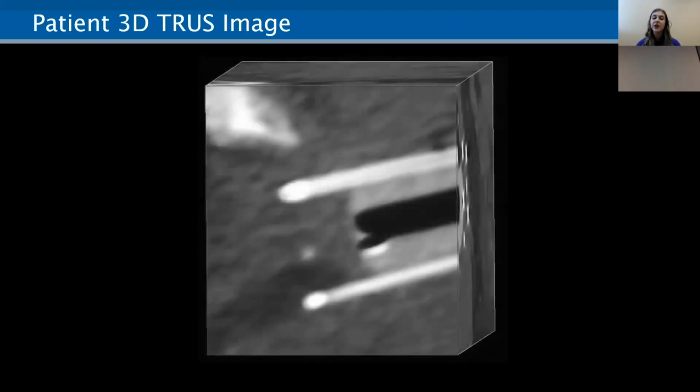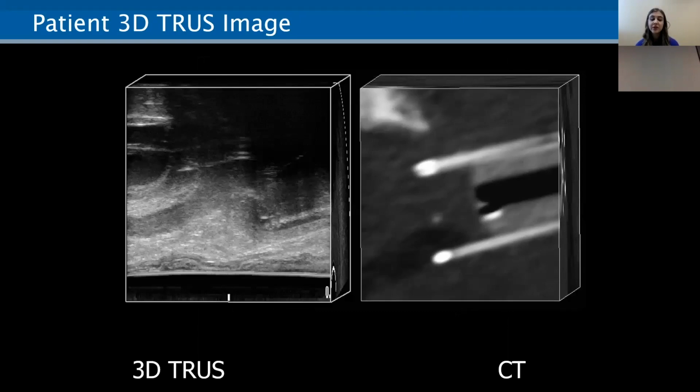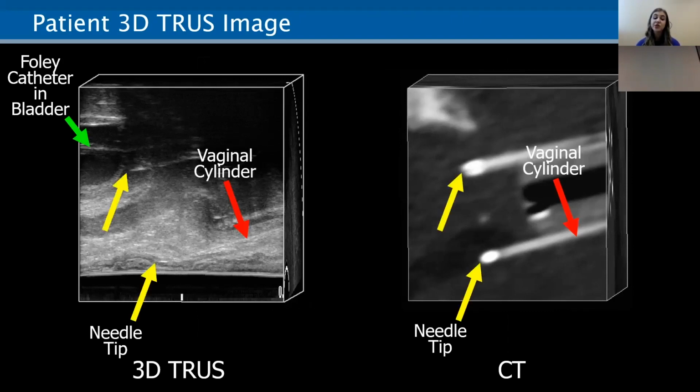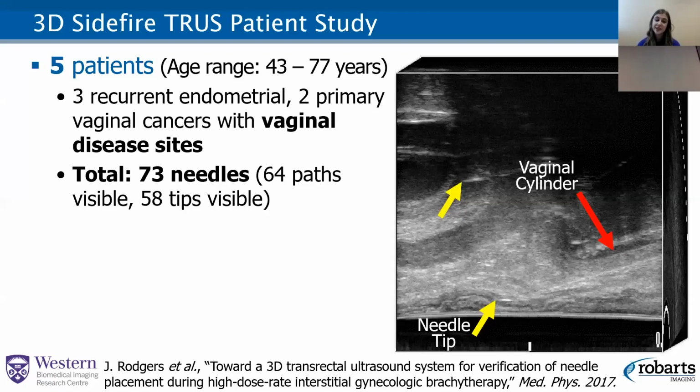And so if we then look at those side by side, in both we can clearly see the bottom edge of the vaginal cylinder. As well, we can see the Foley catheter in the patient's bladder. And there's 2 needle tips that are visible in this image field of view. For this study, we included 5 patients as a proof of concept, and they had a variety of characteristics, but all had vaginal disease sites.